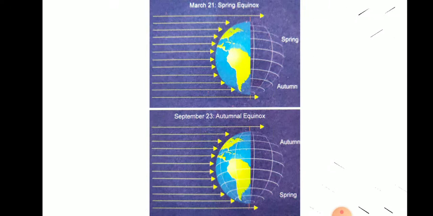Next, we have spring equinox and autumnal equinox. As you know, equinox, sun's rays is hitting directly over the equator, so day and night is equal in length. And we have spring equinox here, that is on 21st March, and we have autumnal equinox, that is September 23rd.